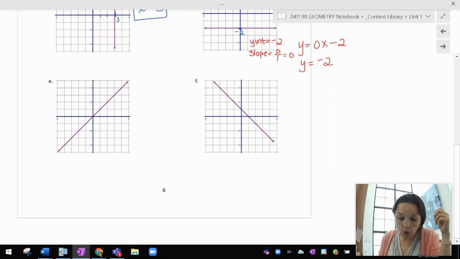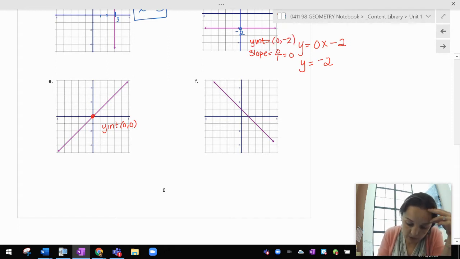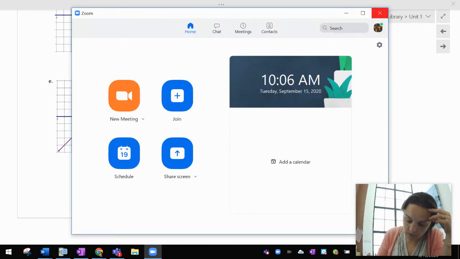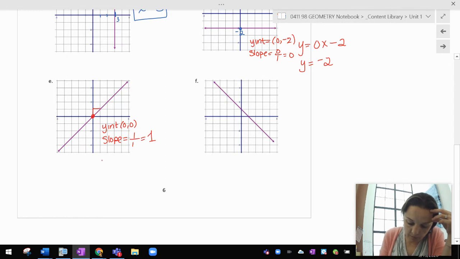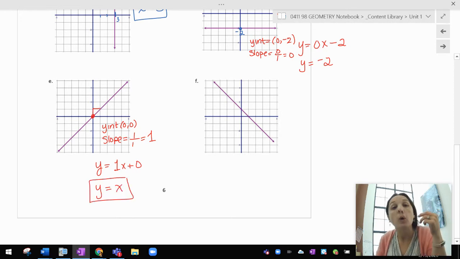Yada, yada. Okay, E and F, 2 more real quick. In this one, my y-intercept is (0, 0). And up here, just because it's going to bug me, my y-intercept is (0, -2), not just -2. Here, my y-intercept is (0, 0), and my slope is up 1, right 1. So my slope is up 1, right 1, which is 1. So the equation would be, whoops, hit my finger on the zoom button. My equation would be y equals 1x plus 0, which really just simplifies down to y equals x.